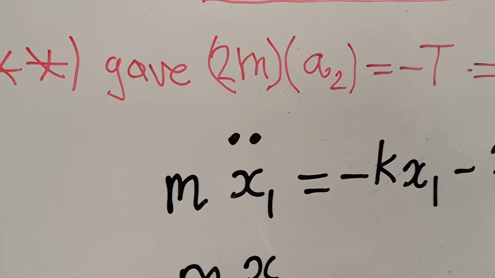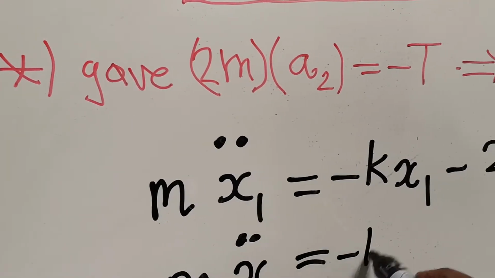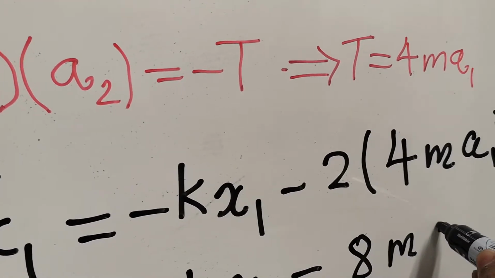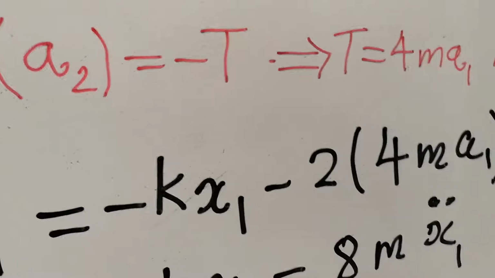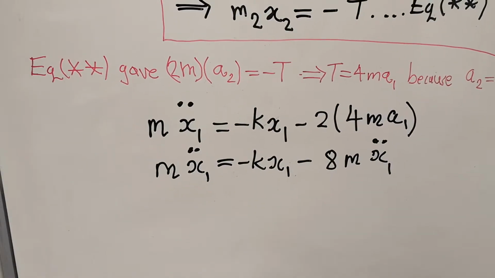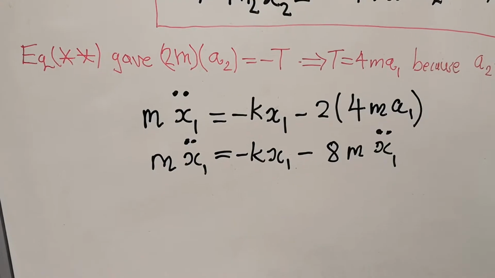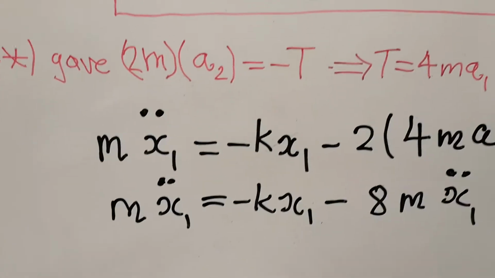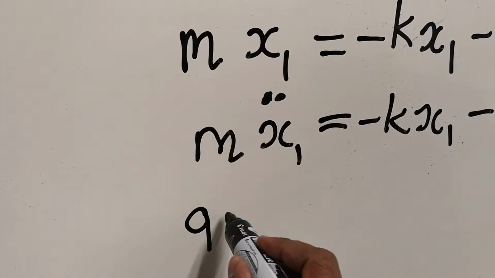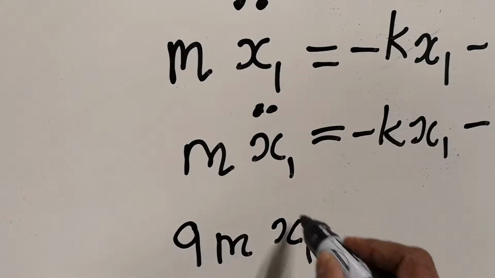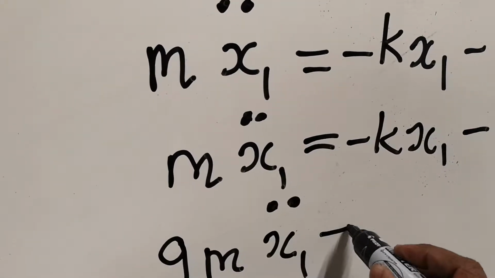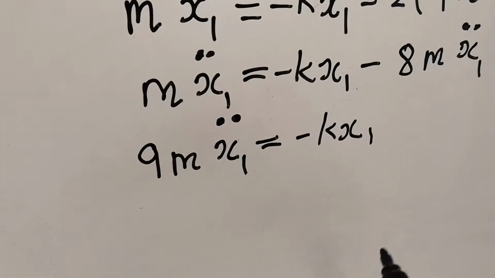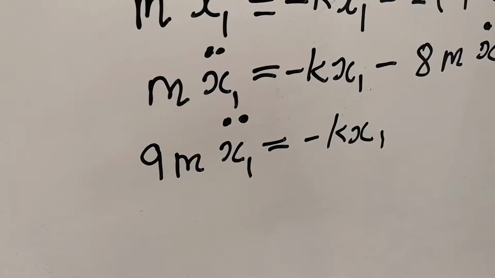So we'll have mass m1 x1 double dot is equal to minus k x1 minus 8m x1 double dot. Put everything on the right side. So what do we have? Take this, put it on the other side. By rearranging the equation, we have 9m x1 double dot is equal to minus k x1. Put everything on the same side so we have a homogeneous equation.